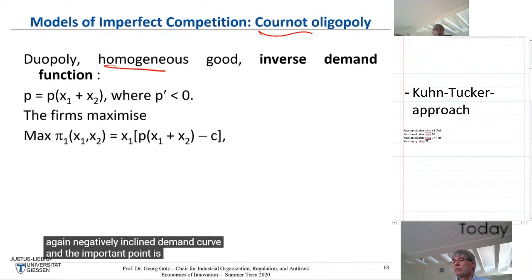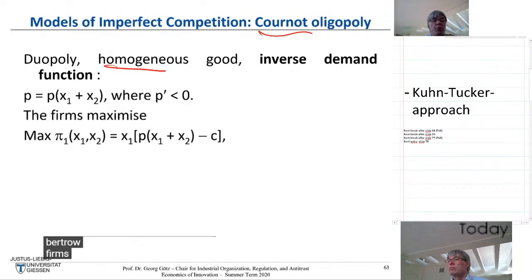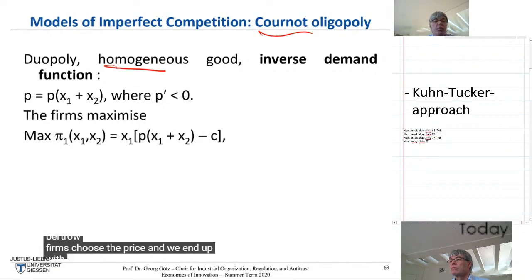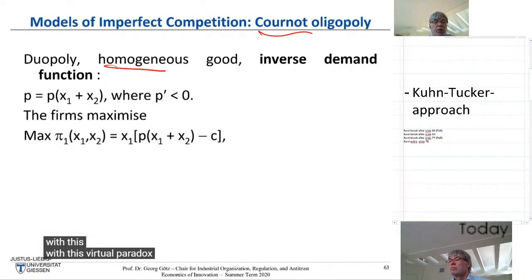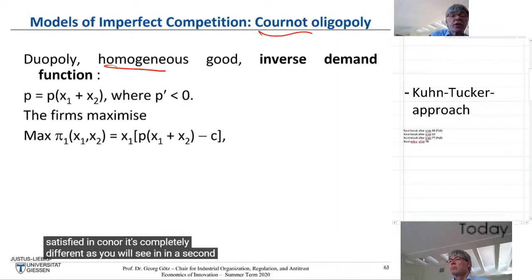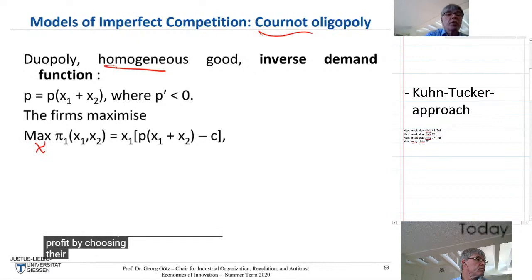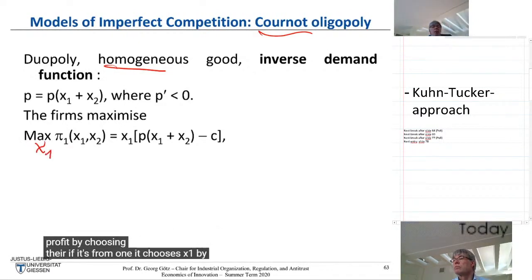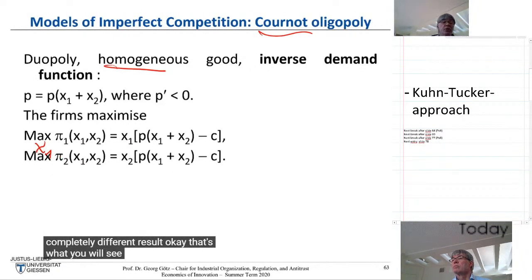And the important point is that in Bertrand, firms choose the price, and we end up with this Bertrand paradox with homogeneous products and all the other assumptions I explained a minute ago satisfied. In Cournot, it's completely different, as you will see in a second. Firms maximize profit. If it's firm 1, it chooses X1, its output. So output is a strategic variable. We get a completely different result. That's what you will see here.